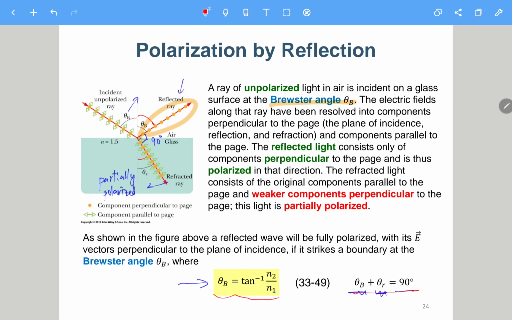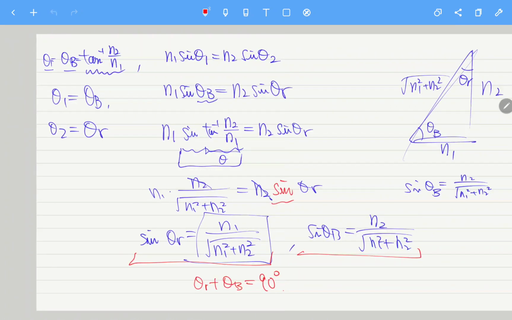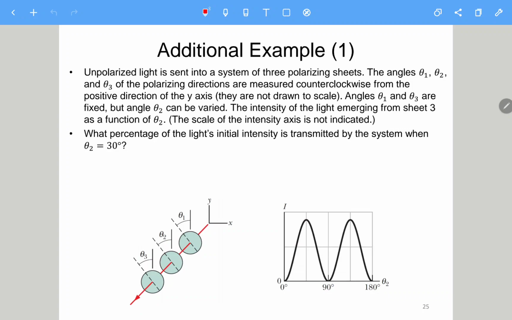Actually, I think in a past exam I asked a similar question before. So here, before we end chapter 32, we have a couple of additional examples. The first one is also related to the polarizing filter.